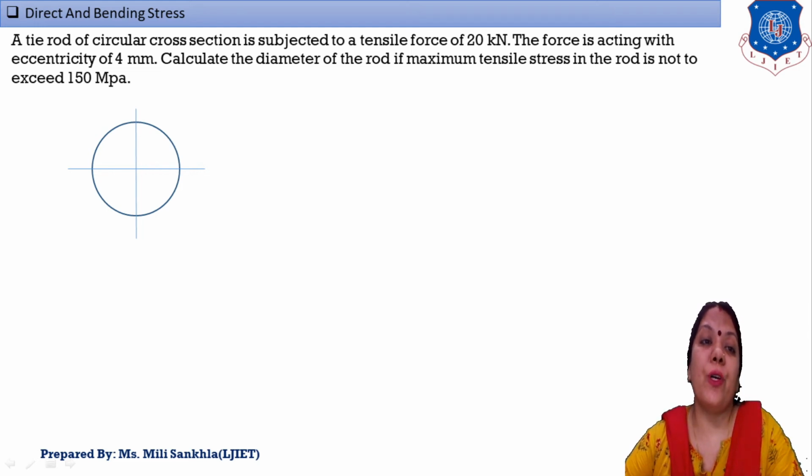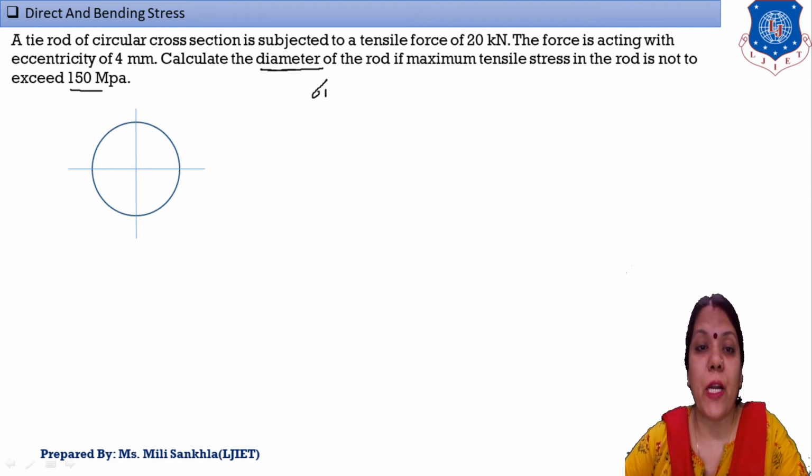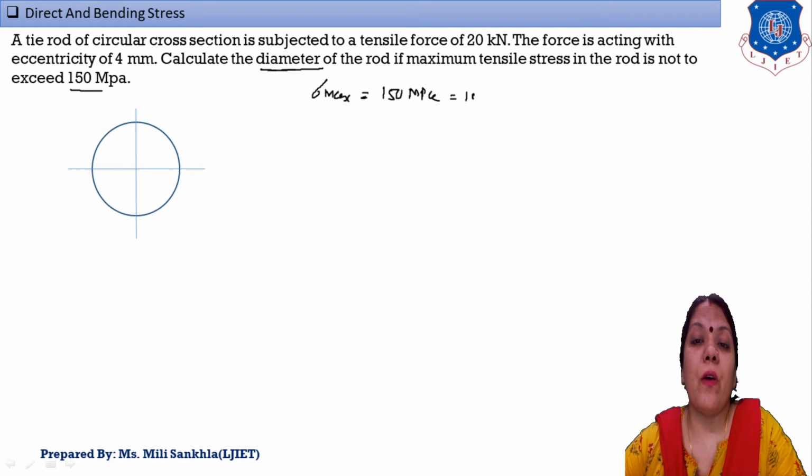A tie rod of circular cross section is subjected to a tensile force of 20 kN and the force is acting at an eccentricity of 4 mm. Calculate the diameter. Here the unknown value is the diameter, where the maximum tensile stress does not exceed 150 megapascal. Here the value of sigma max is given. So right here sigma max is equal to 150 megapascal, that means 150 Newton per mm square.